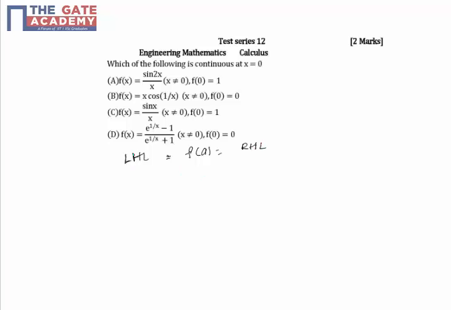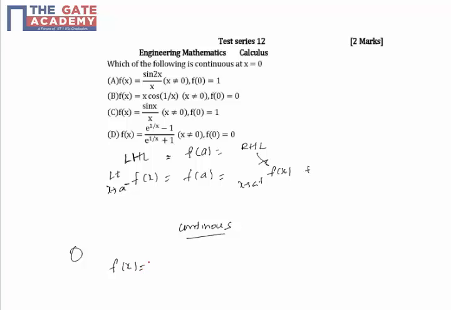The left hand limit is given by limit x tends to a minus f of x is equal to f of a is equal to limit x tends to a plus f of x. This is the right hand limit. So if the three values are same, then the function is known as continuous.